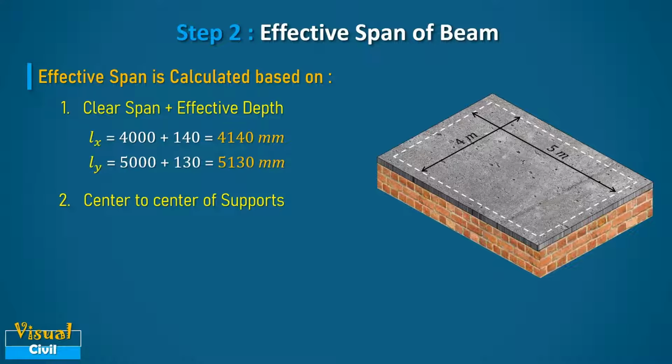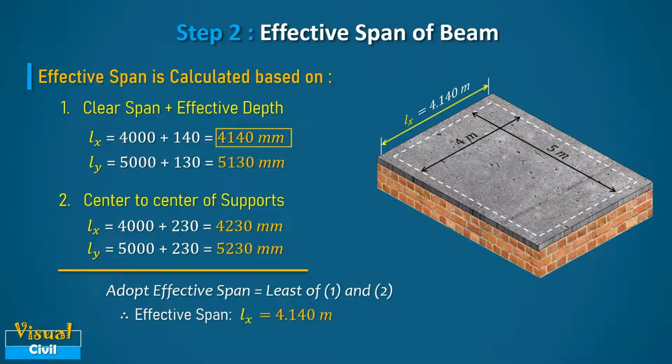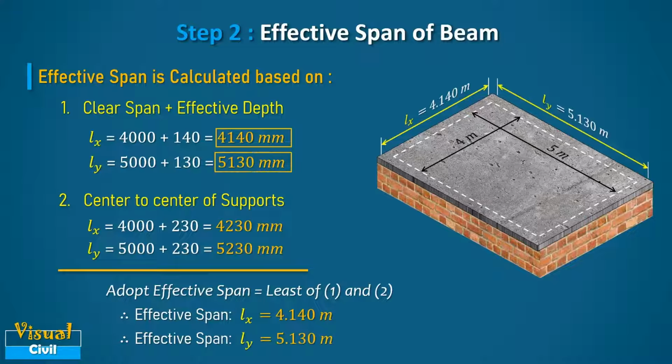The center to center of supports for short span is 4.23 meter and for long span it is 5.23 meter. Adopt effective span equal to the least value between first and second. Hence, short effective span is equal to 4.14 meter and long effective span is equal to 5.13 meter.